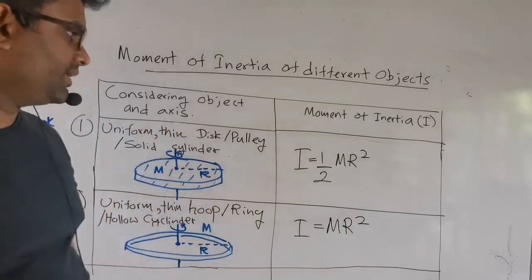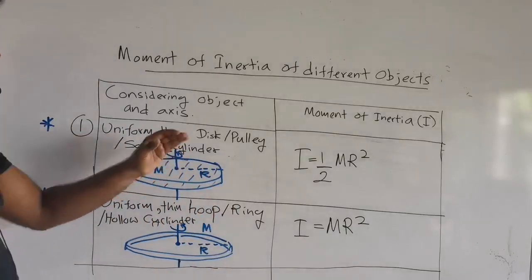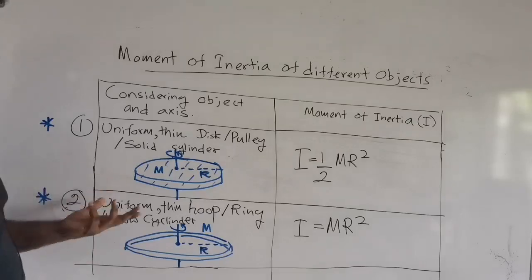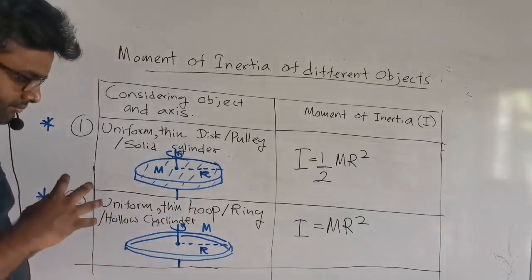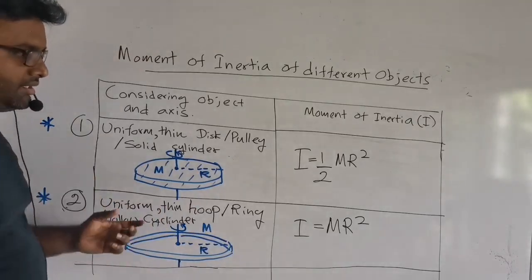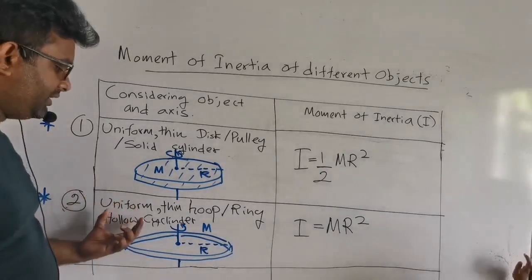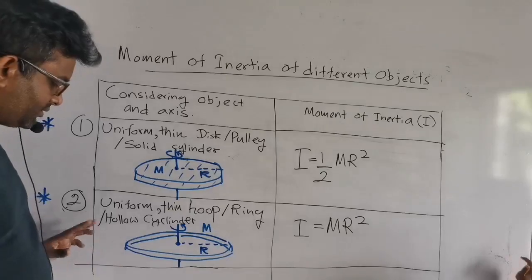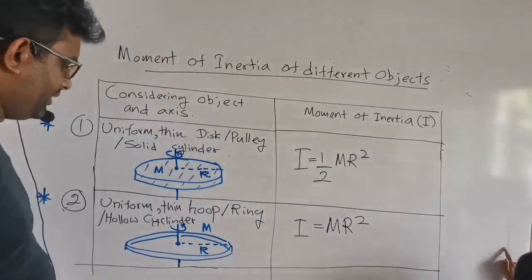Okay. So the first one, uniform thin disc, pulley or a solid cylinder. For that, I is equal to half m r squared. And here this is a uniform thin hoop. So for that one, I equals m r squared.